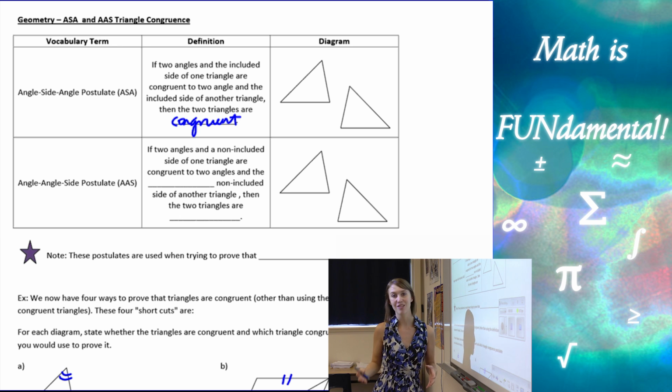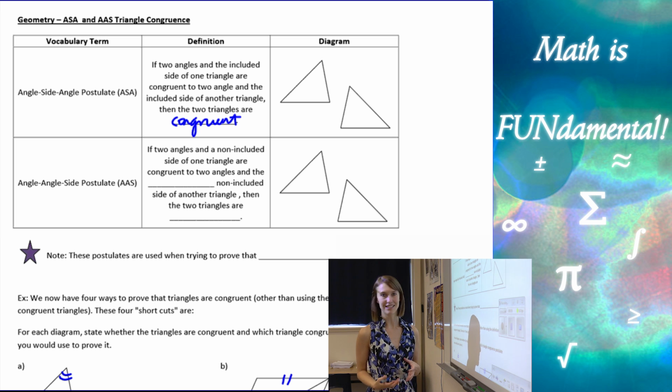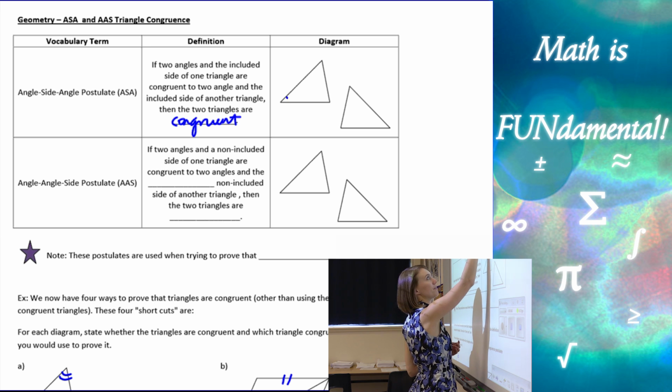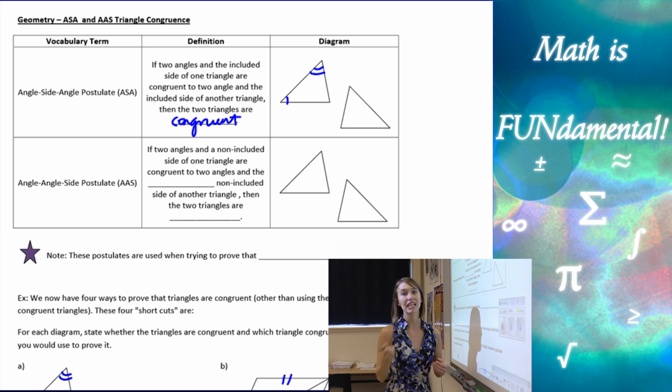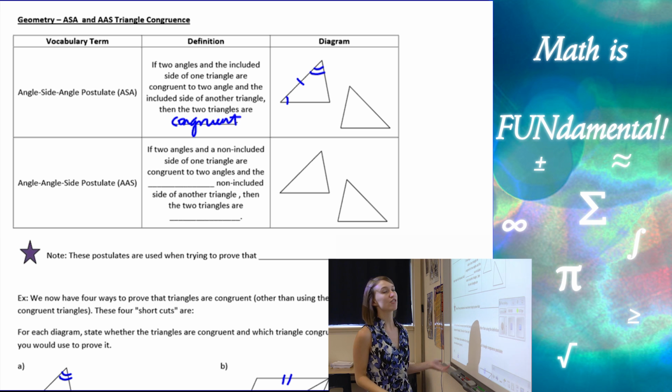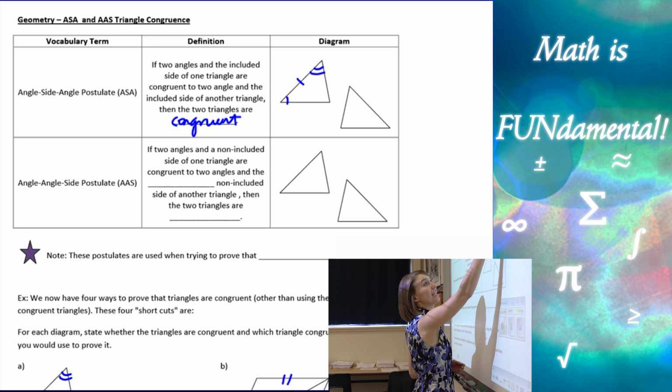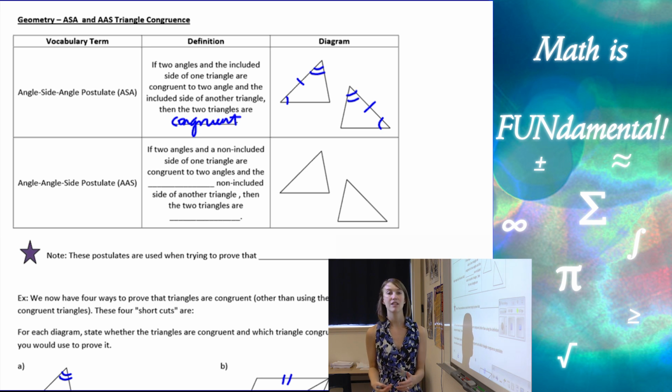And that's a really long postulate definition, so let's use our diagram and really figure out what that says. Here I have two angles and the included side. What that means is if I have two angles here, the included side is the side in between those two angles. So here would be my included side. Now I just need to make sure that I have matching two angles and included side in the other triangle. So here are my matching two angles and included side on my other triangle. If I have all that information, then I can use angle-side-angle to say that my triangles are congruent.